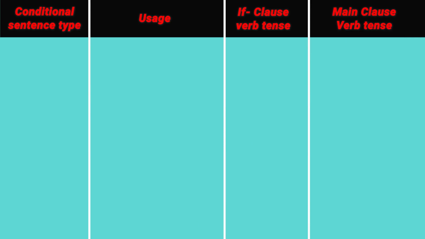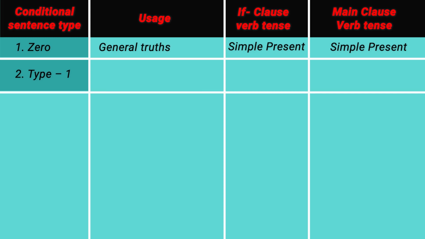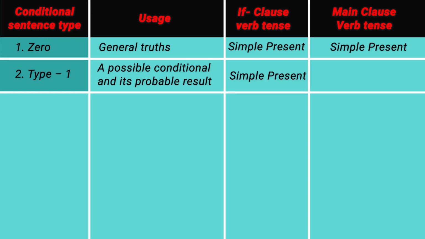Now, let us look at this table. Conditional sentence type, usage, if clause verb tense, and main clause verb tense. Number 1, zero conditional. Usage, general truths. If clause verb tense is simple present and main clause verb tense is also simple present. Number 2, type 1 conditional. Usage, a possible conditional and its probable result. The if clause verb tense is simple present and the main clause verb tense is simple future.